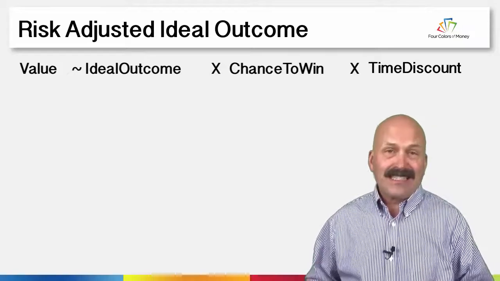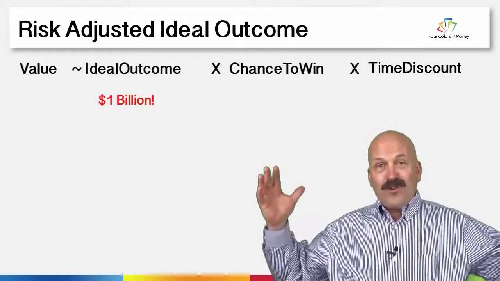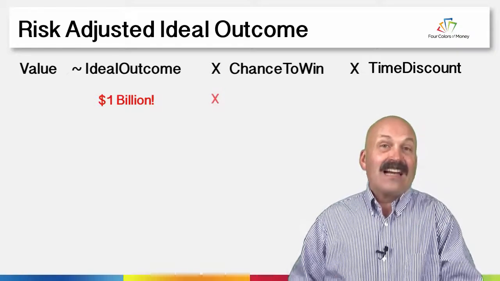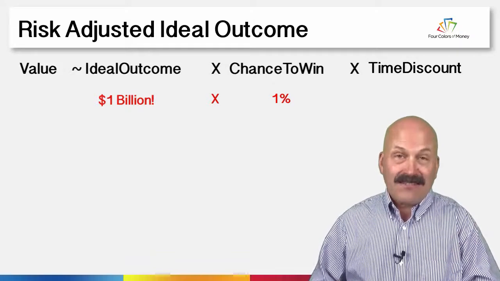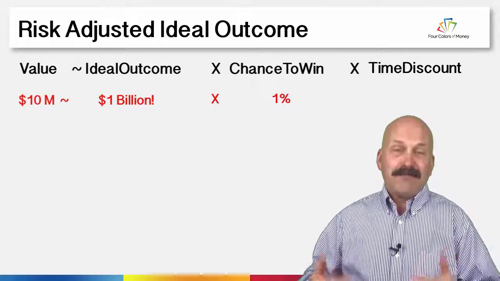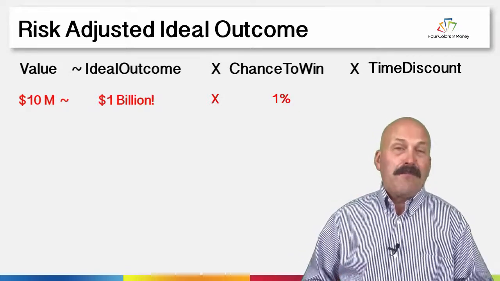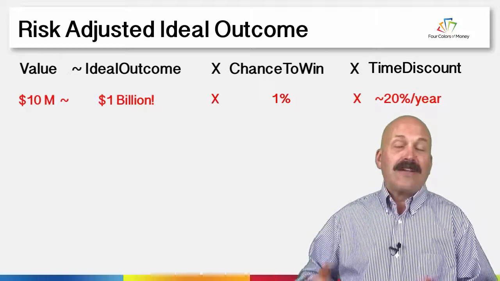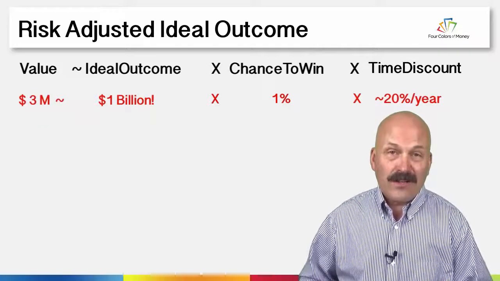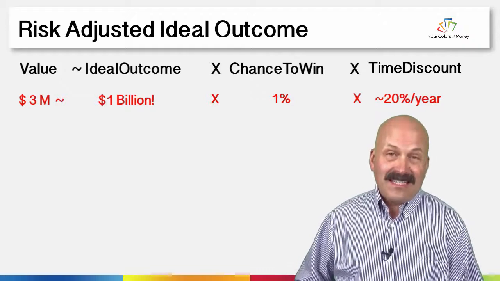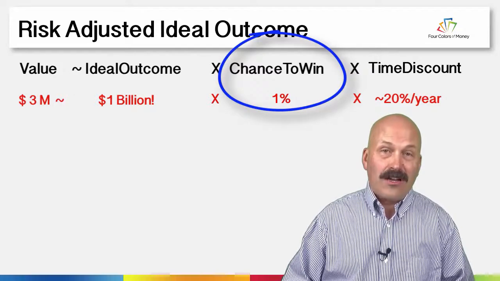So to take a simple example, imagine a $1 billion unicorn exit. Woohoo! But you multiply that times a 1% chance to win, and you end up with an expected value in the future of $10 million. Now then, that $10 million is then further reduced by a 20-ish percent annual time value of money to bring the seed value of the investment down to a $3 million number. The math may be different, but the risk assessment is similar to the techniques that I've just been talking about.